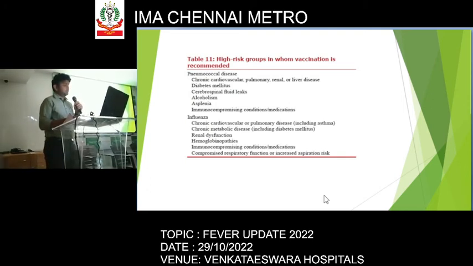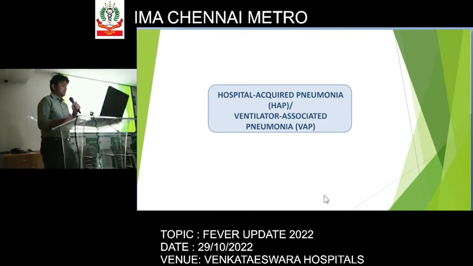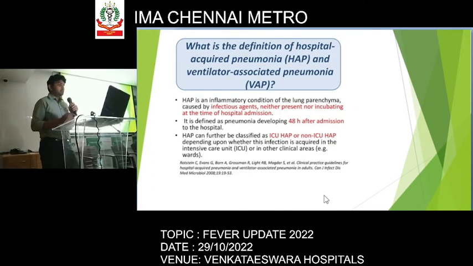And a small touch on hospital-acquired pneumonia and ventilator-associated pneumonia. Hospital-acquired pneumonia is an inflammatory condition of the lung parenchyma where the infectious agent is neither present nor incubating at the time of hospital admission. It is defined as pneumonia developing after 48 hours of hospital admission. HAP can be further classified into ICU or non-ICU, depending on whether the infection requires the intensive care setting. VAP is usually defined as pneumonia that develops after 48 hours of endotracheal intubation.